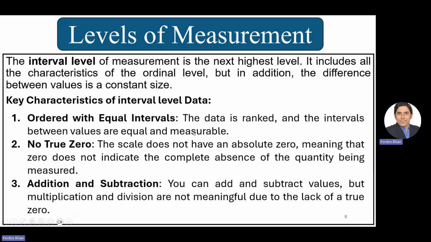So in this case, this can be measured and has equal interval size. No true zero. The scale does not have an absolute zero, meaning that zero does not indicate the complete absence of a quantity being measured. So we will talk about this in the example. We will explain what is meant by no true zero.